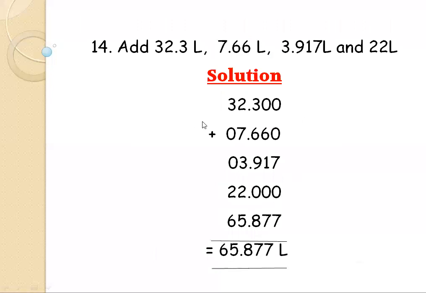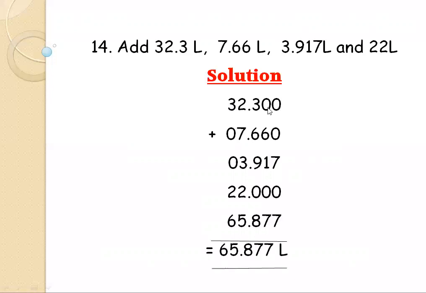The next question says add 32.3 liters, 7.66 liters, 3.917 liters, and 22 liters. Now, in adding decimal numbers, it's very important that you arrange correctly. This is 32.3. So this is your tens, your units, your tenths, hundredths, and thousandths.